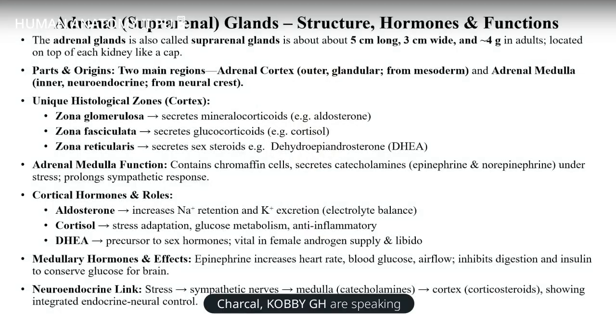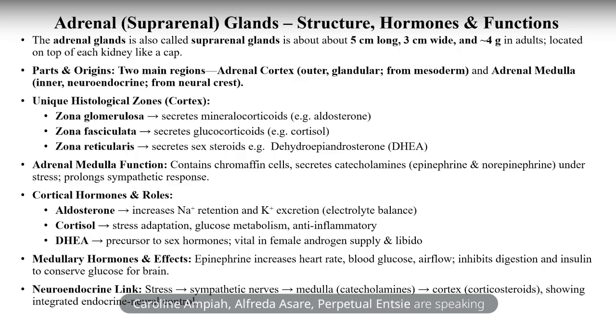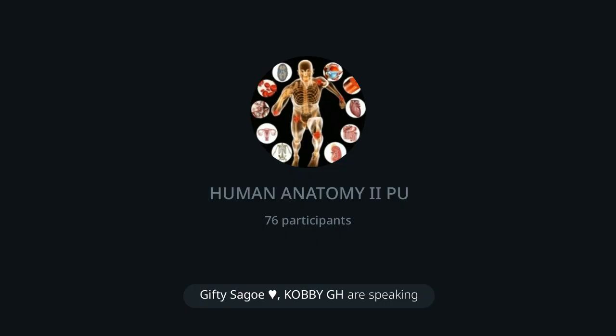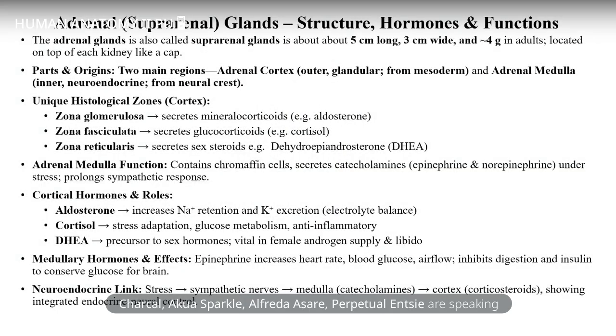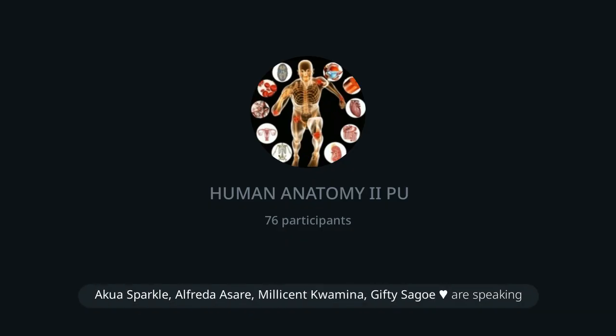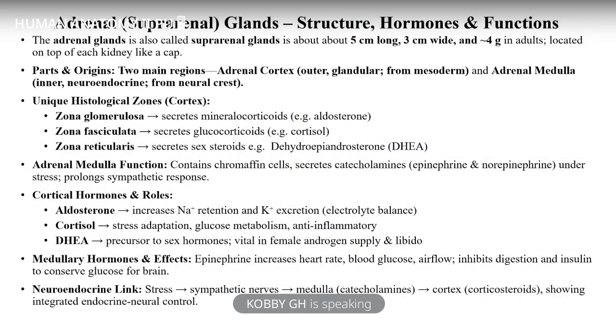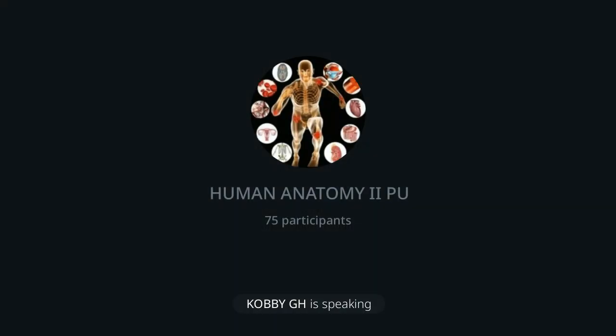Cortisol. Then we have the zona glomerulosa. They secrete mineralocorticoids. Say mineralocorticoids. It is what we call aldosterone. Say aldosterone.